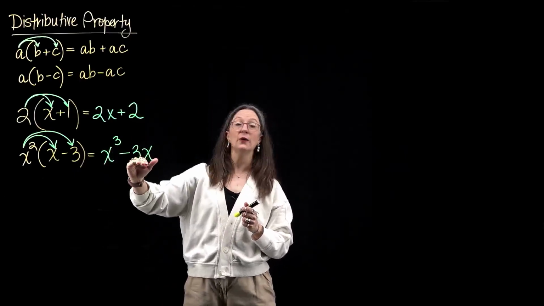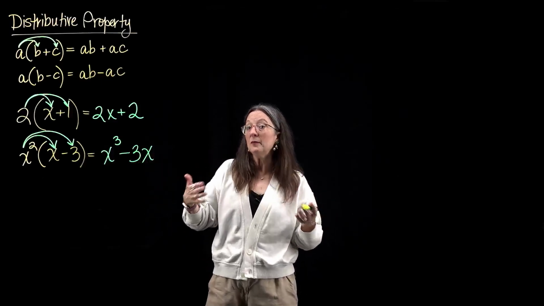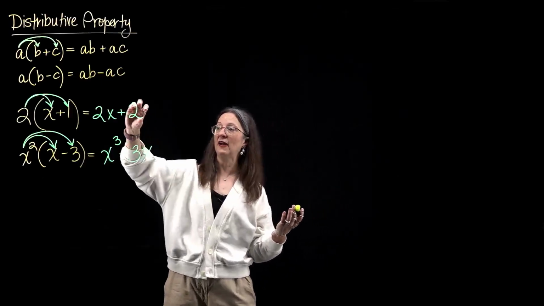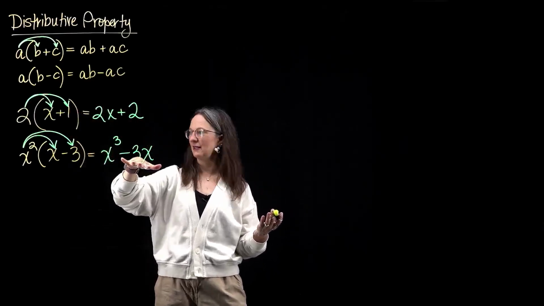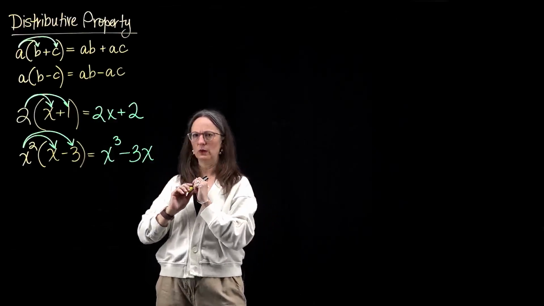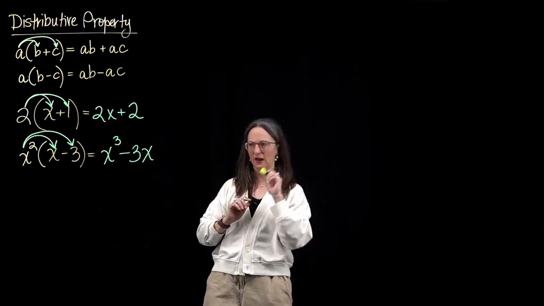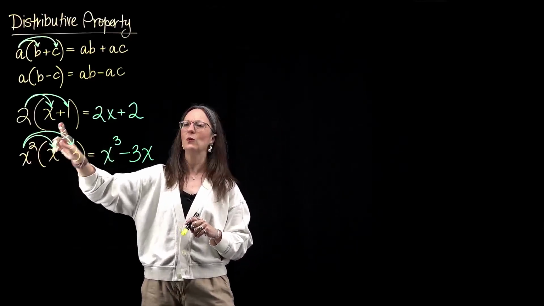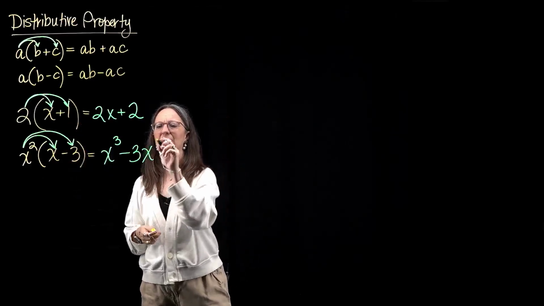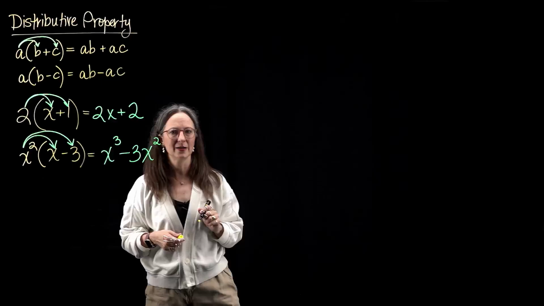Now, if you look at both of these, you may be tempted to then factor out a number, or in this case, an x. Ooh, I made a mistake. Hold on, let's fix that. I have x squared times x is x cubed. X squared times negative 3 is minus 3x squared. Sorry about that, guys.